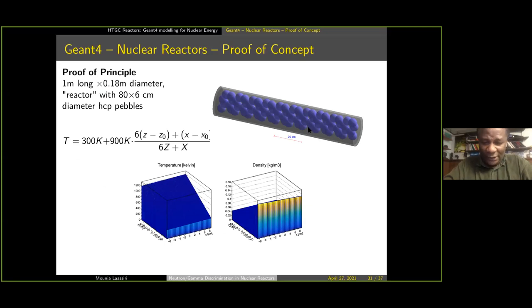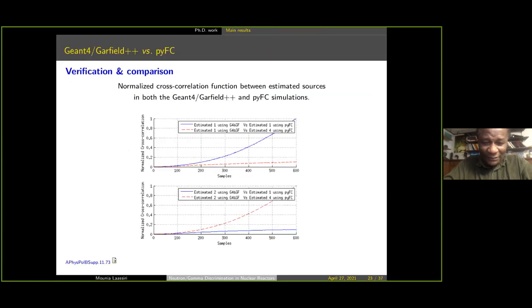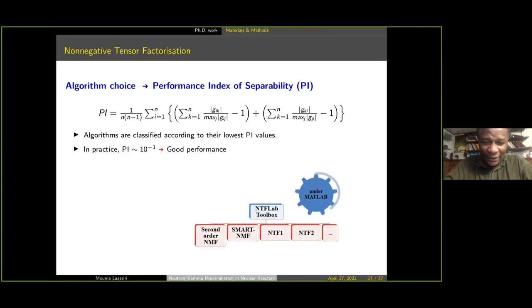Mounia, could you go to the page on the performance index of separability, and explain to us why the lowest performance index is the best? Because when a perfect simulation is achieved, the performance index of separability is equal to zero. In practice, a PI around 10 to the minus one means that the separation result is reliable, I mean, we have a good performance. The perfect performance means that PI equals zero. Okay, go to the next page, please.